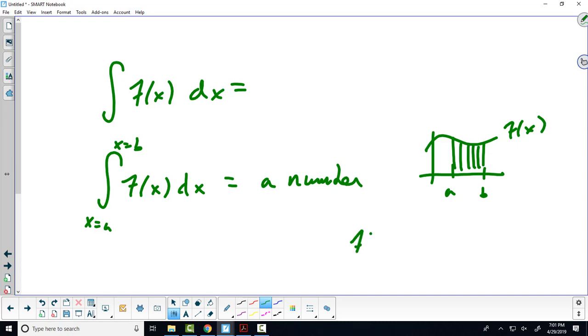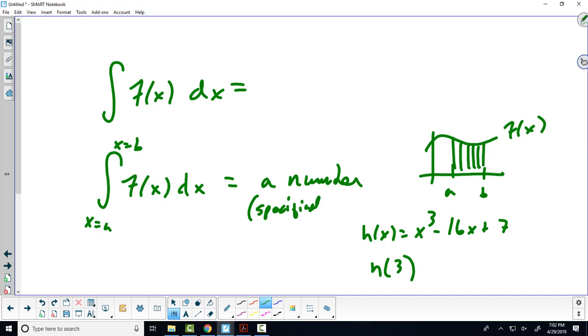Just like if I say h of x is equal to x cubed minus 16x plus 7, then you should be able to look at h of 3 and say, what's h of 3? It's a number. Same thing. This is a number. Specifically, it's an area.